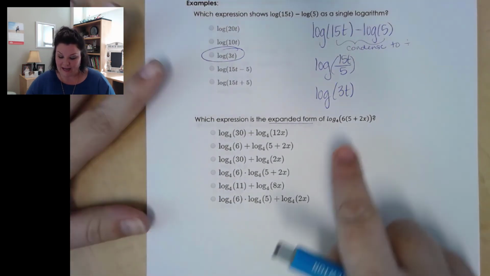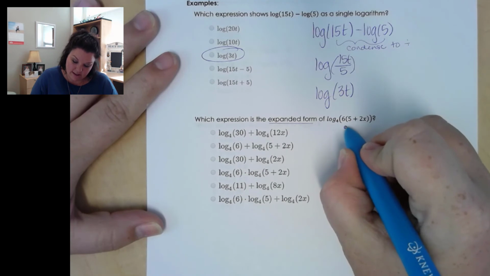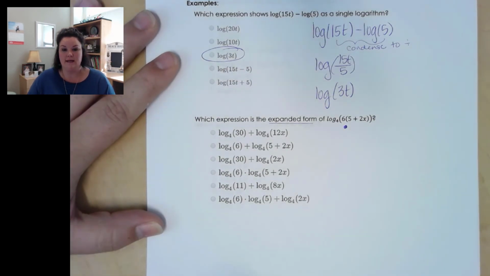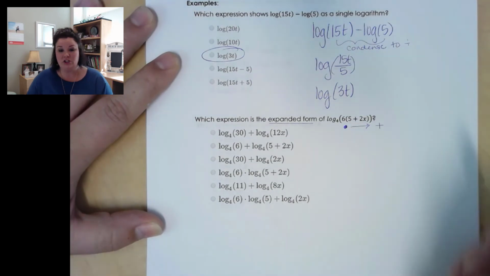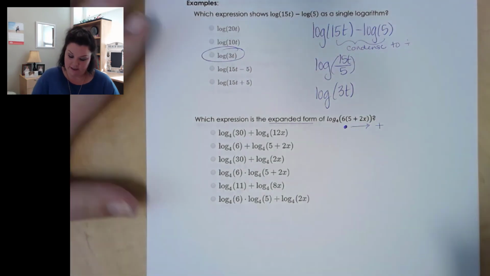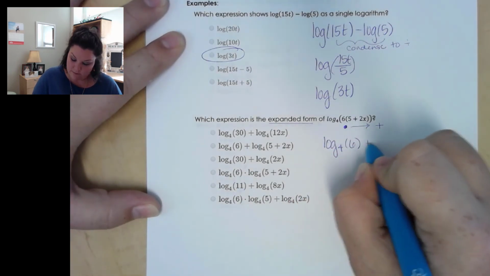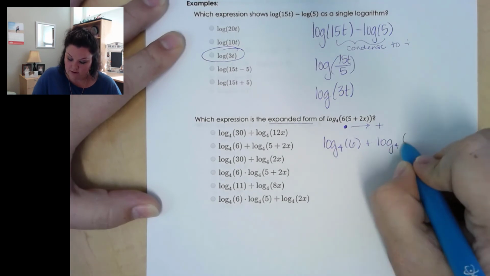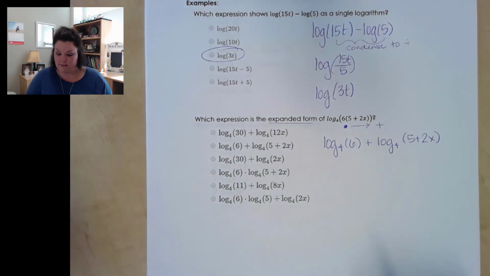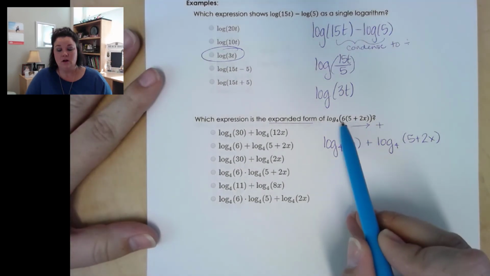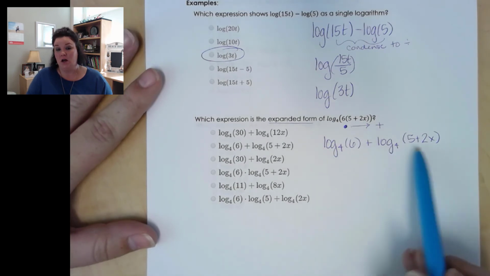So if I look at this one, what I can see inside this log is that we have a multiplication, right? This is 6 times this quantity. And remember, multiplication gets separated into addition of log terms. So I can rewrite this as log base 4 of 6 plus log base 4 of 5 plus 2x. Okay, so the two things that are being multiplied here are the two inside values that we're going to have when we split this into an addition of log terms.